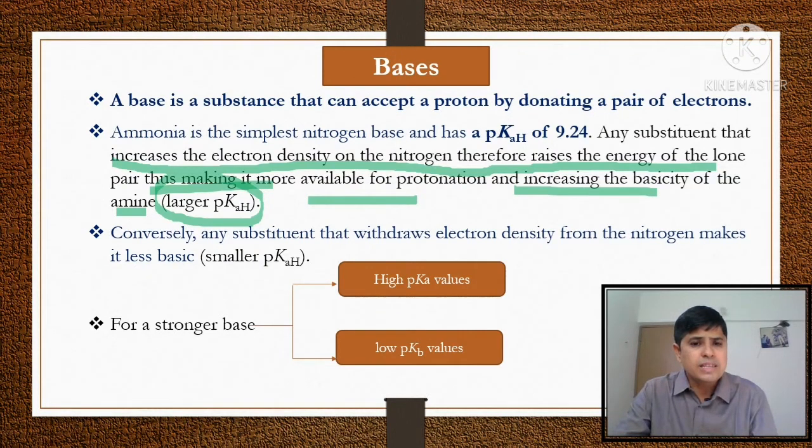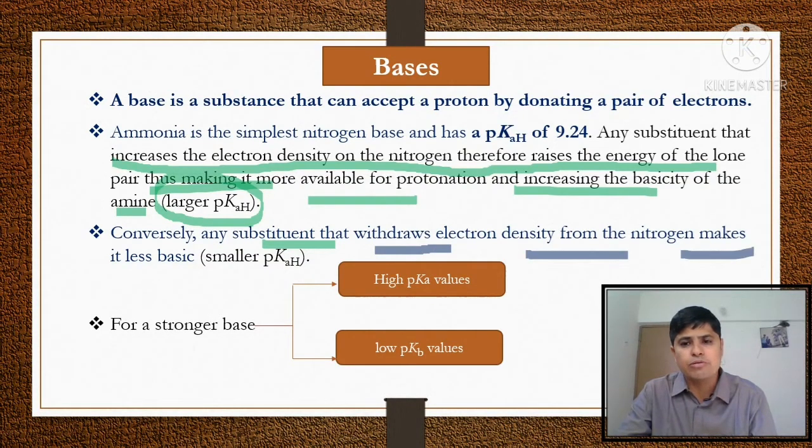Conversely, any substituent that withdraws electron density from the nitrogen atom will make it less basic, and it will have a smaller pKaH value.